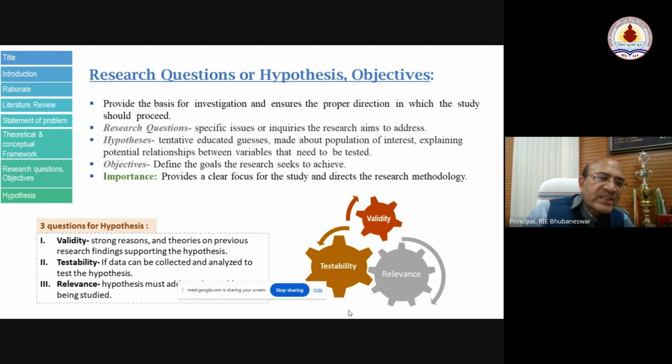Now, three questions for hypothesis are there. Hypothesis must be a valid one. It should have strong reasons and theories based on previous research findings supporting the hypothesis. It should be testable. It should be verifiable. So testability: if data can be collected and analyzed to test the hypothesis, that type of hypothesis must be there, and hypothesis must be relevant.